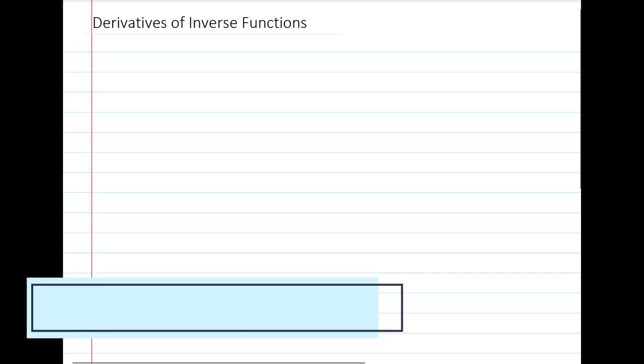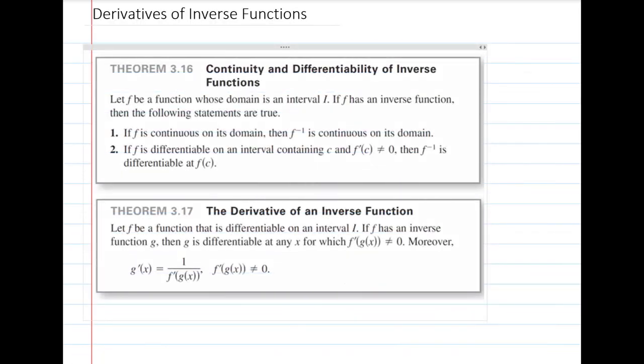Alright guys, in this section we're going to be discussing derivatives of inverse functions, and we're going to come up with a formula that describes those derivatives. So here we have a couple of theorems. First one talks about continuity and differentiability of inverse functions.